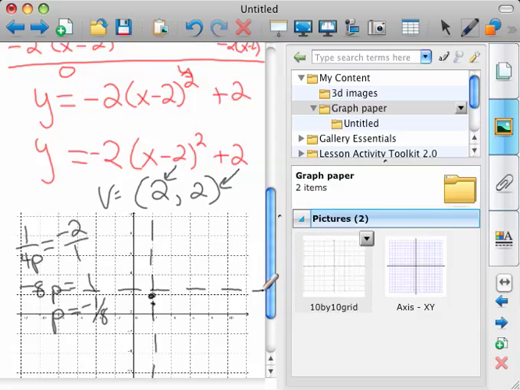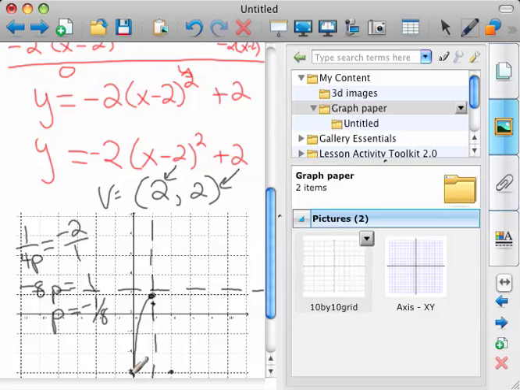And from here on out, about the only thing we can do is make a table and graph some points. So I'm going to pick maybe 4. 4 minus 2 squared, 2 squared is 4. 4 times negative 2 is negative 8. Negative 8 plus 2 is negative 6. So 4, negative 6 is going to be a point. And then you mirror that about right there.